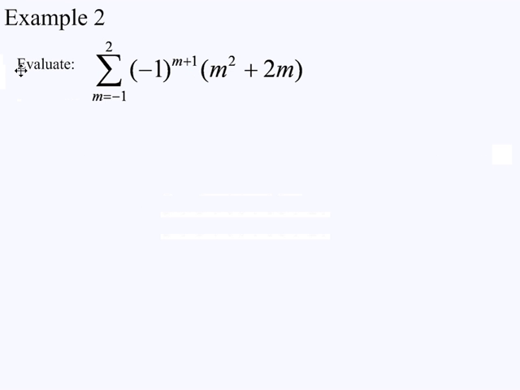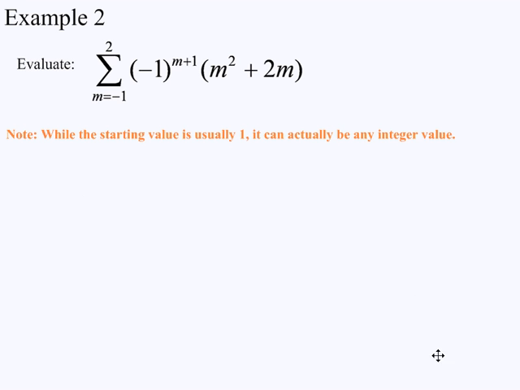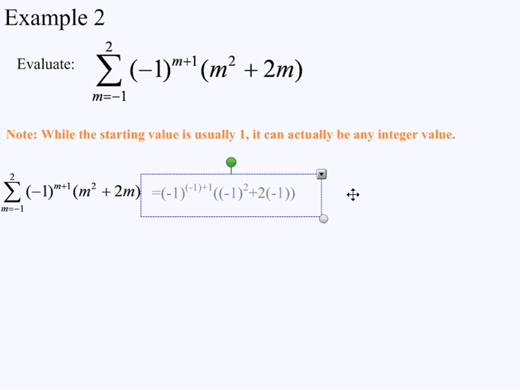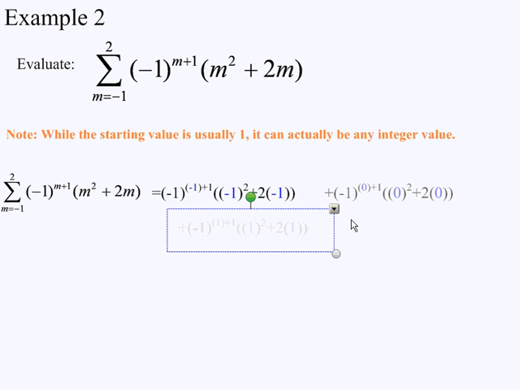Example 2. So here we are asked to evaluate negative 1 to the m plus 1 times m squared plus 2m. Now it's important to note something here. While the starting value is usually 1, it can actually be any integer value. In this case, the starting value is negative 1. So it doesn't have to always start with 1. Okay, so let's evaluate this formula beginning with negative 1 all the way up to 2.